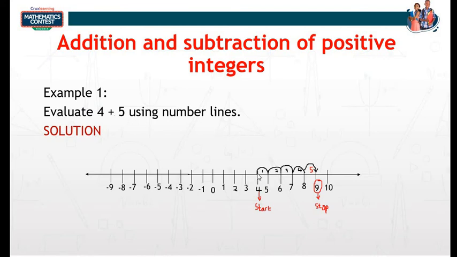So this is what I did here. I moved from 4. 1, 2, 3, 4, 5. And I stopped at 9. Meaning that 4 plus 5 is 9. Is that clear? Alright.